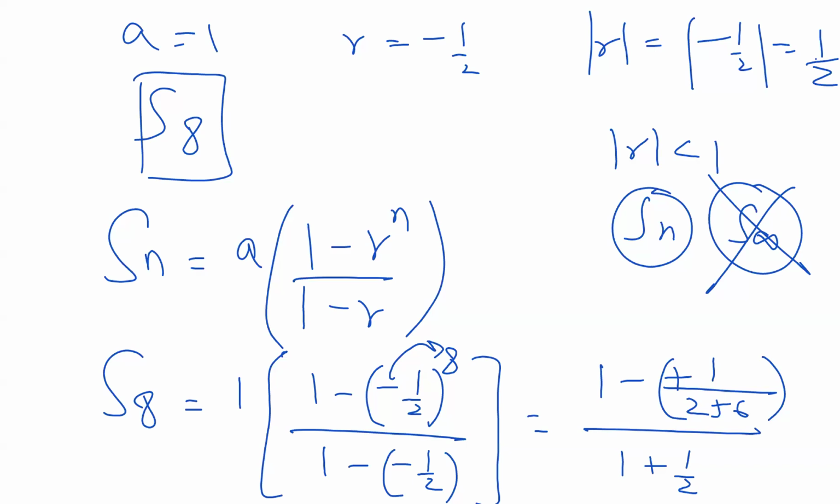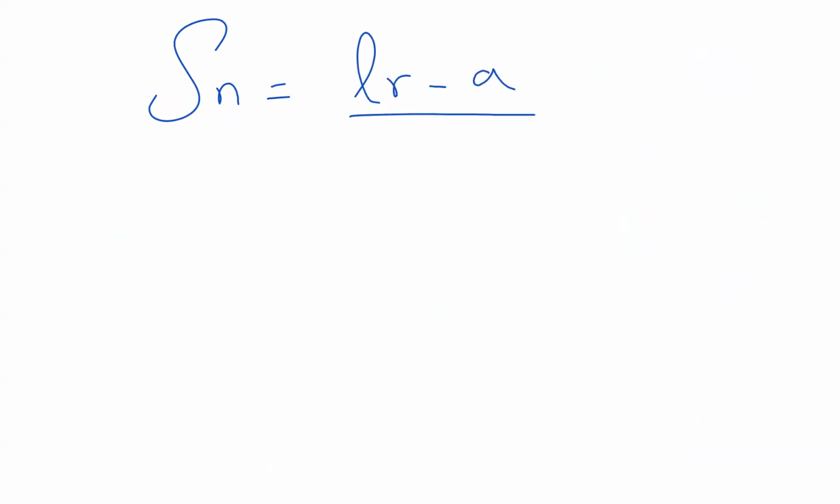Next one. Again, a new formula. The chapter is very big. The formula list is given to you already. Whenever we know the last term in a GP, you can use this formula: Sn is equal to lr minus a upon r minus 1, where l is the last term.